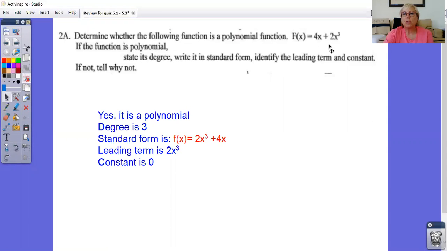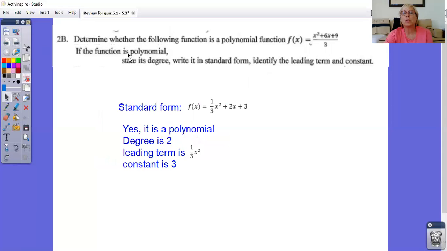Okay, determine whether this function is a polynomial. So yes, this is a polynomial. It has 2 terms, but it's written kind of odd. We want the exponents to be in descending order. So I'm going to move this around and rewrite it like I have in red here. And then we can see the largest exponent is 3, so the degree of this polynomial is 3. And the lead term is the first term after you write it in descending order. And the constant in this case is 0.